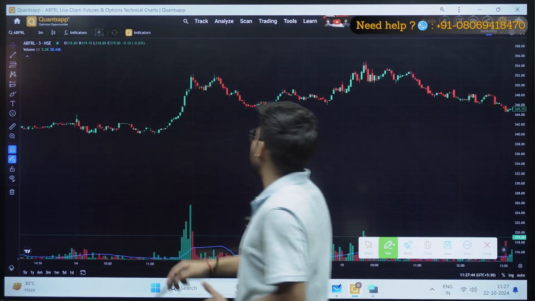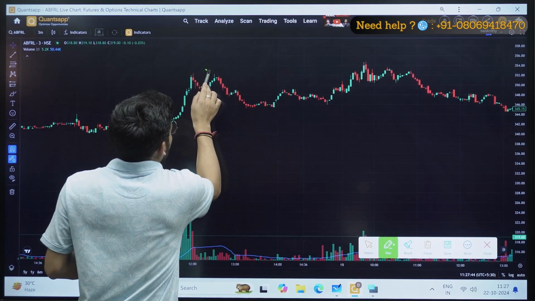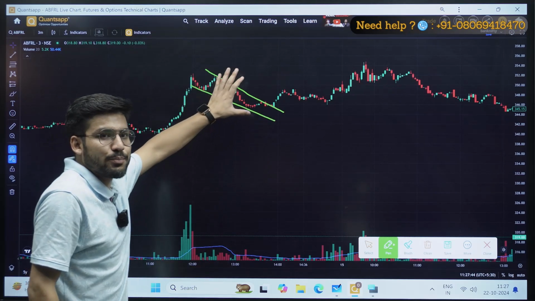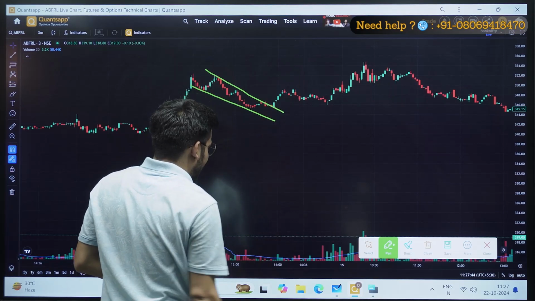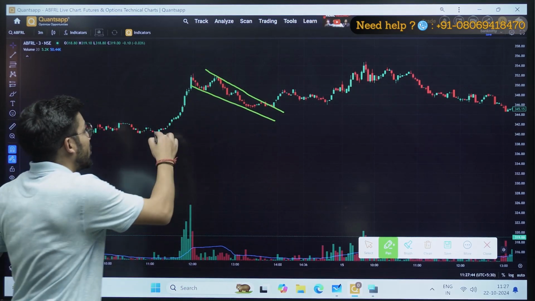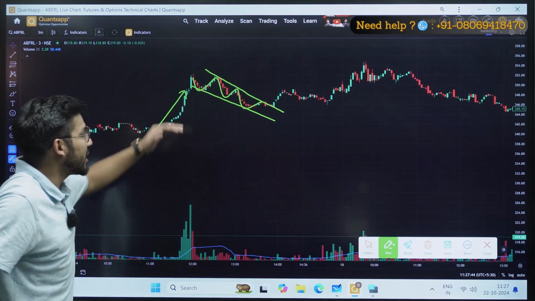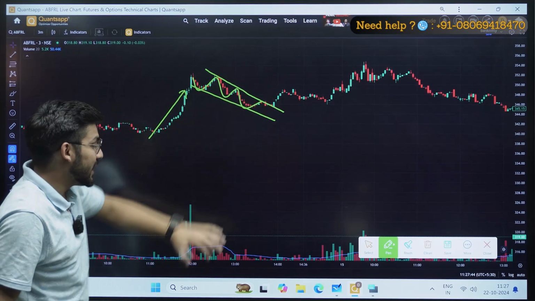So you can see here, this was the pattern that was created. I can mark it like this. I have not marked it properly. Then you can see there was a breakout in the market. What I have to analyze here is that there was an uptrend, and after that my market was moving like this. There was a momentum in the downward direction, right?